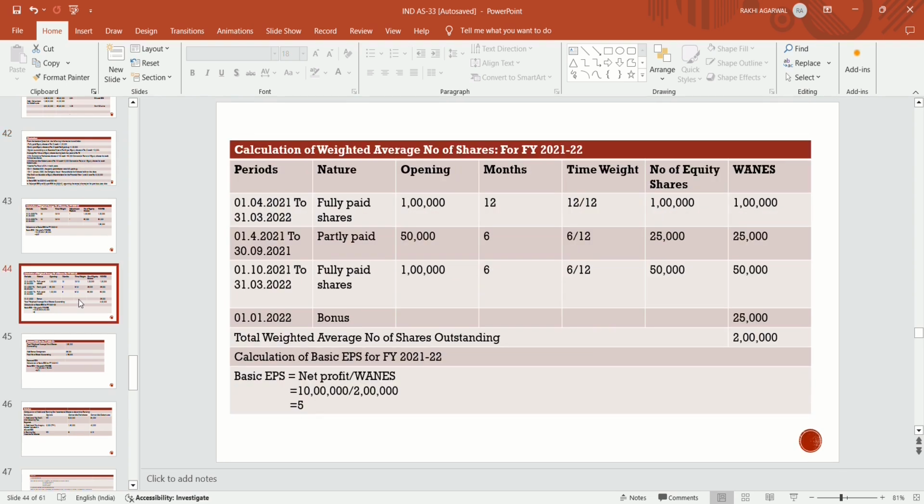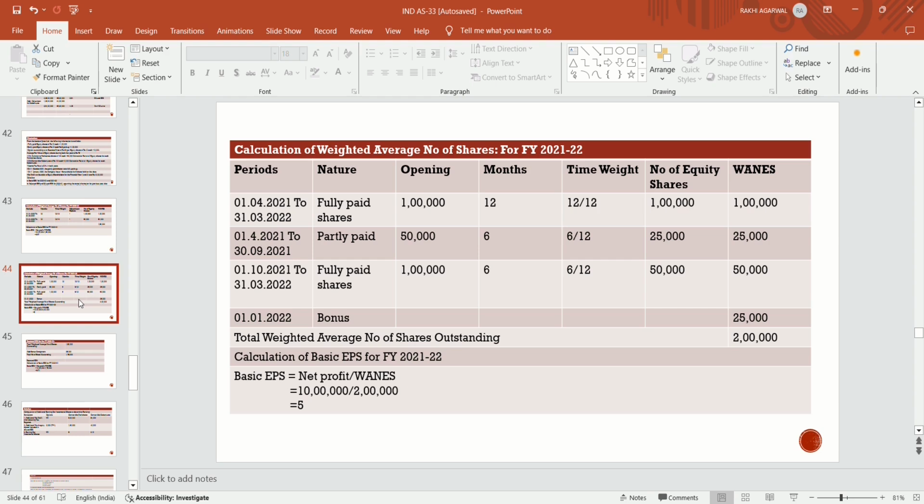So the bonus component is 25,000 for the full period, because it is given to the existing shareholders. So 12 divided by 12 is the time weighing factor, so it becomes 25,000. The total becomes 1 lakh plus 25,000 plus 50,000 plus 25,000. So the total weighted average number of shares outstanding becomes 2 lakh. Now basic EPS for the financial year 21-22 is net profit after tax of 10 lakhs divided by the weighted average number of equity shares, that is 2 lakhs, so it is rupees 5 for the financial year 21-22.